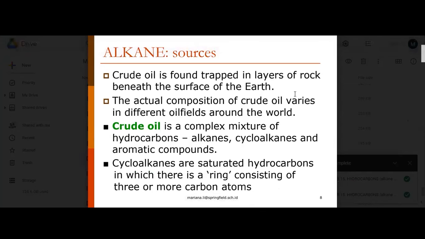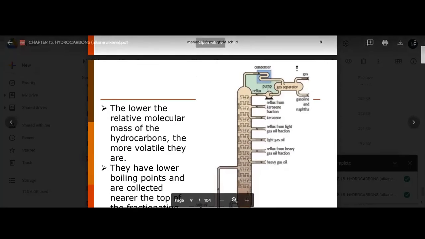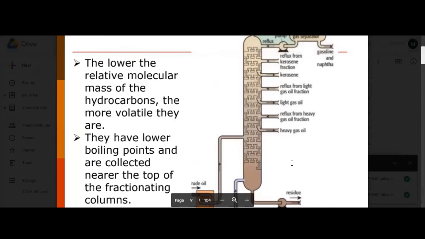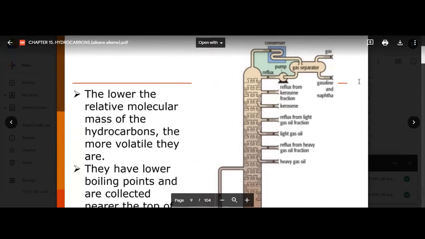Okay, so after the general formula, we will learn about sources of alkanes. The alkane source is crude oil. It is found trapped in layers of rock. And you know that crude oil is a complex mixture of hydrocarbons such as alkanes, cycloalkanes, and aromatic compounds. You know that cycloalkanes have rings. They can be separated using fractional distillation like this.